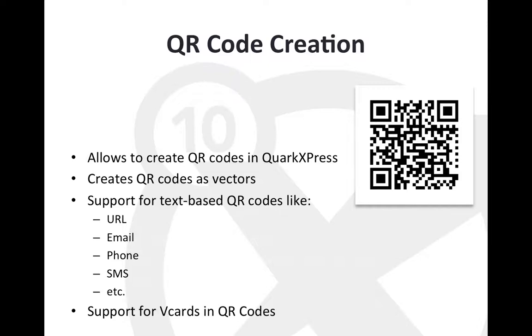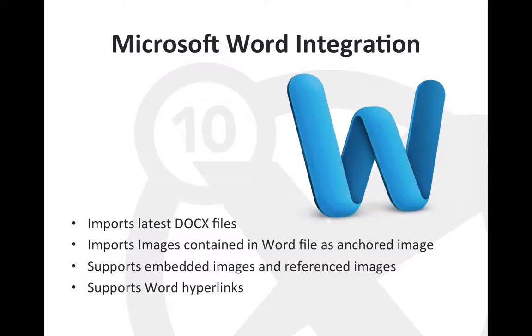And then QR codes are reasonably common now. There's lots of good online tools for creating them, including creating EPS PostScript versions of those. We decided that we would make it even easier, and so we've added in a feature in QuarkXPress 10 that enables you to create QR codes directly inside of QuarkXPress. It creates those as vector objects, which means you can go and color and style them, and we have support for text-based QR codes like web addresses and SMSs, as well as for vCards in QR codes.